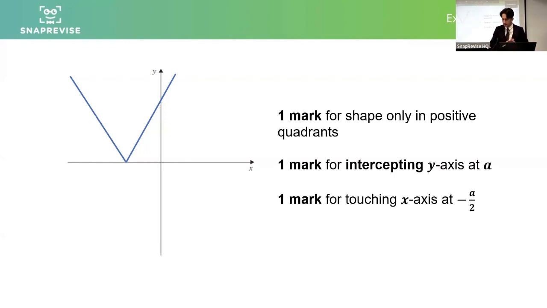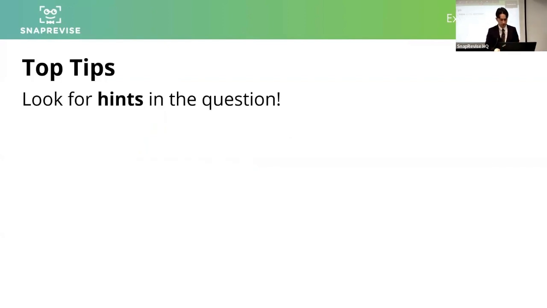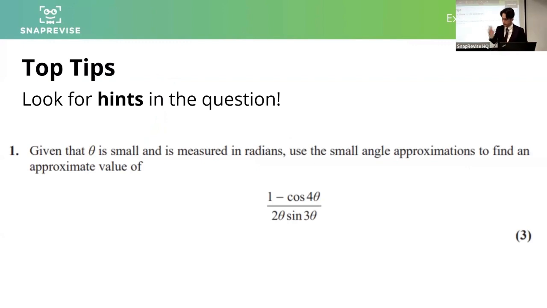Okay, so let's look at a few top tips now for some more year 13 style questions. So we're going to look at small angle approximations. Given that theta is small and measured in radians, use the small angle approximations to find an approximate value of this. Okay, very common year 13 question. I don't remember this being on the course when I did the A-level. I first saw this at university. It's not overly difficult, but it is easy to mess up.